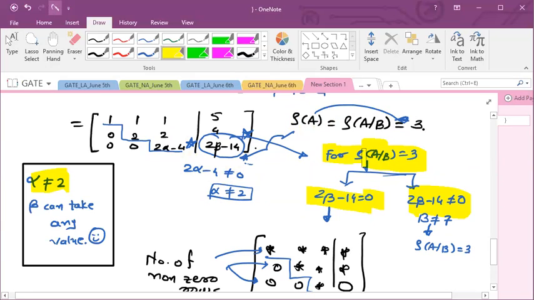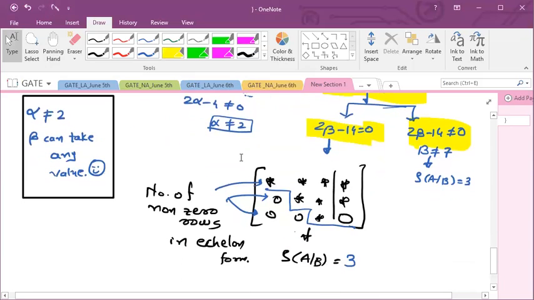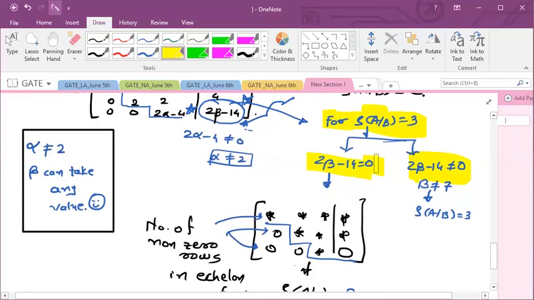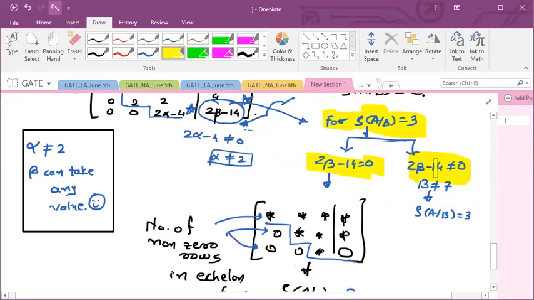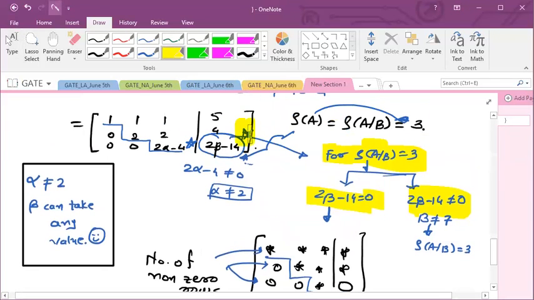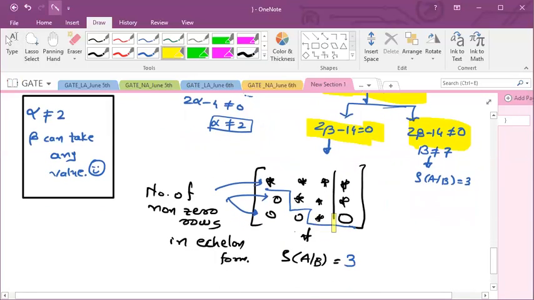Now for a unique solution, our rank of A augmented B should also be 3. For rank of A augmented B, we have to find the value of 2 beta minus 14. For the value of 2 beta minus 14, we have two options: either it is 0 or non-zero. So let us check two cases. If it is a non-zero value, then I can put any non-zero star value instead of it. In that case, what is its rank? Number of non-zero rows is 3, so its rank is 3. So I agree, when beta is not equal to 7, its rank is 3.